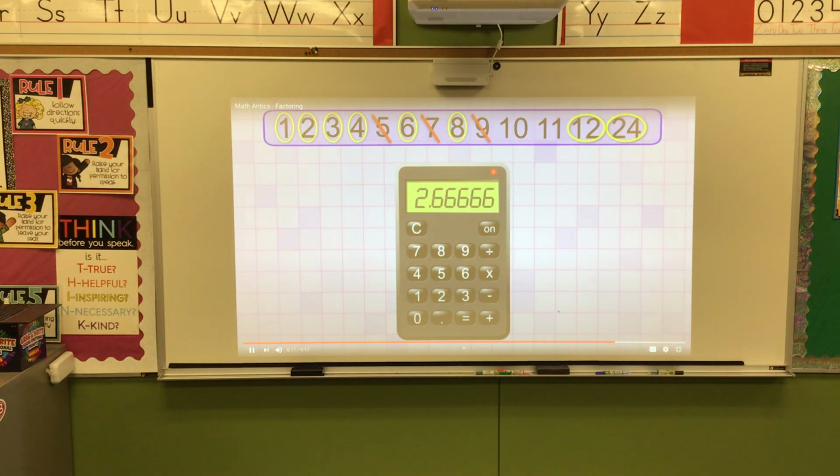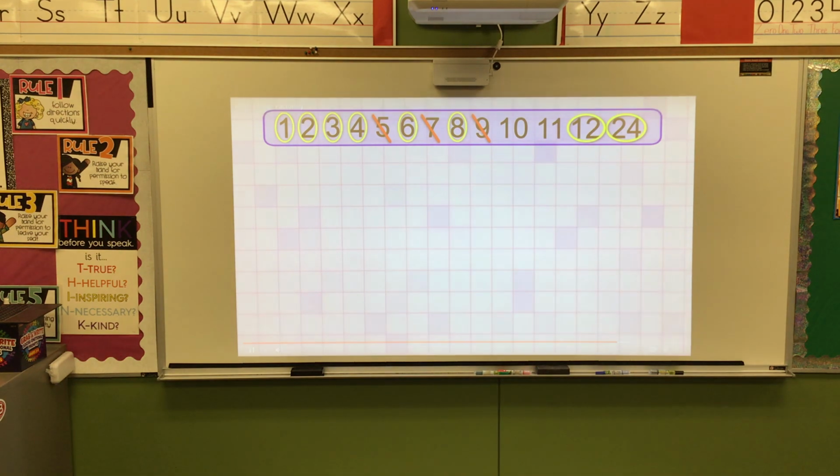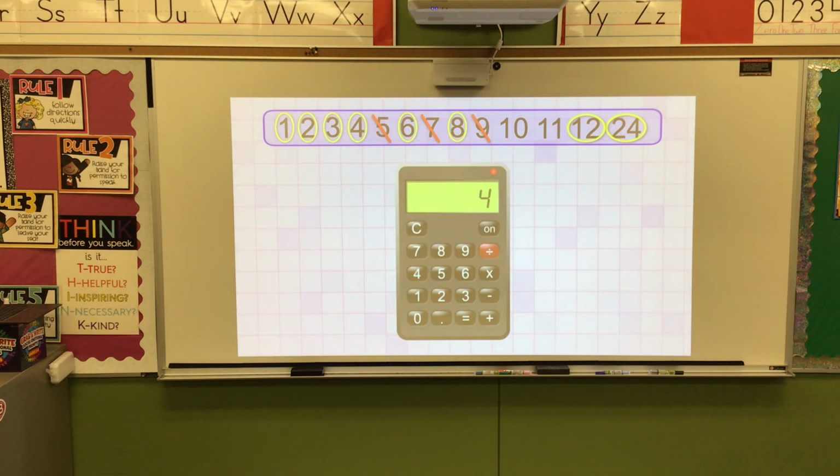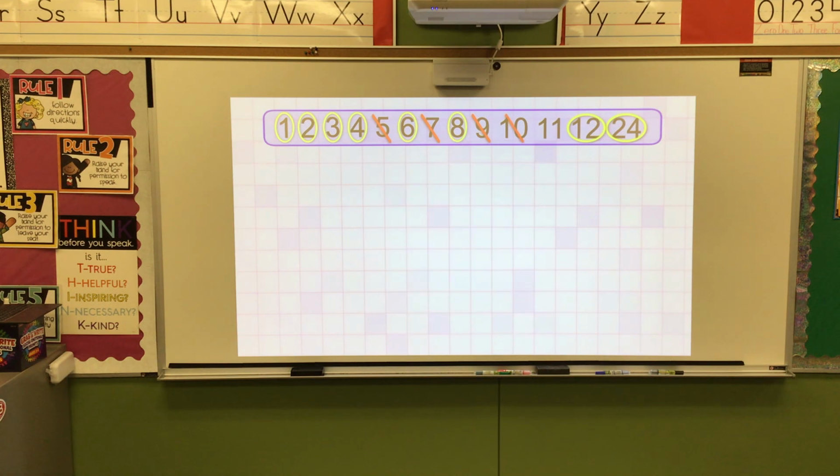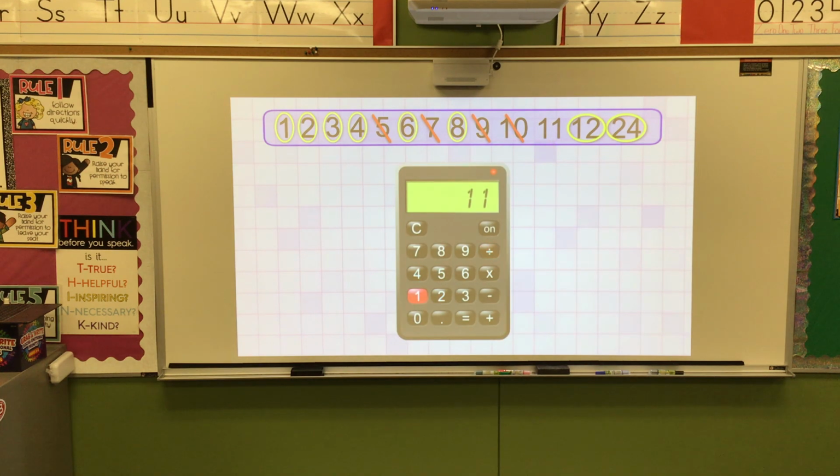It's definitely not a factor. Okay, how about 10? 24 divided by 10 equals 2.4. Nope, that's a decimal number, so 10 is not a factor. It looks like the last one we have to try is 11. 24 divided by 11 equals 2.181818. That's not a factor either.